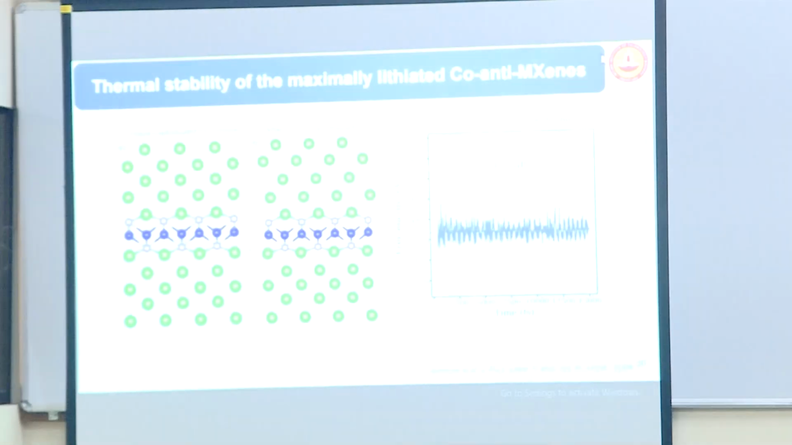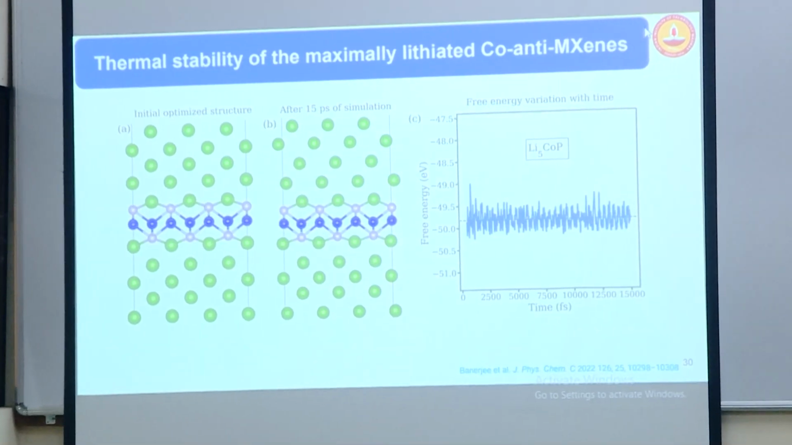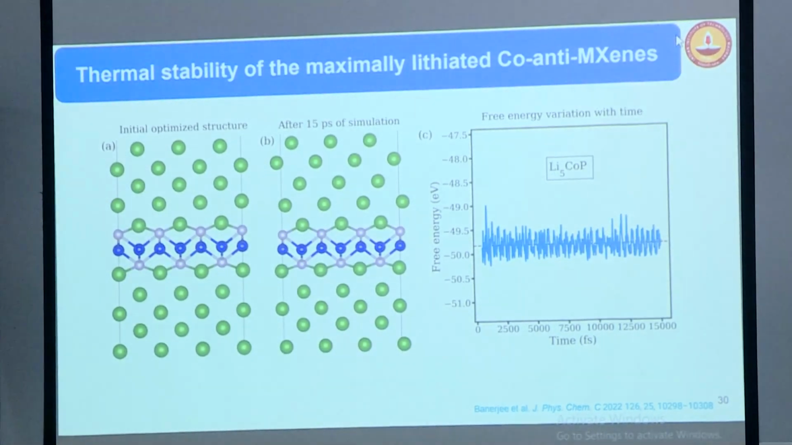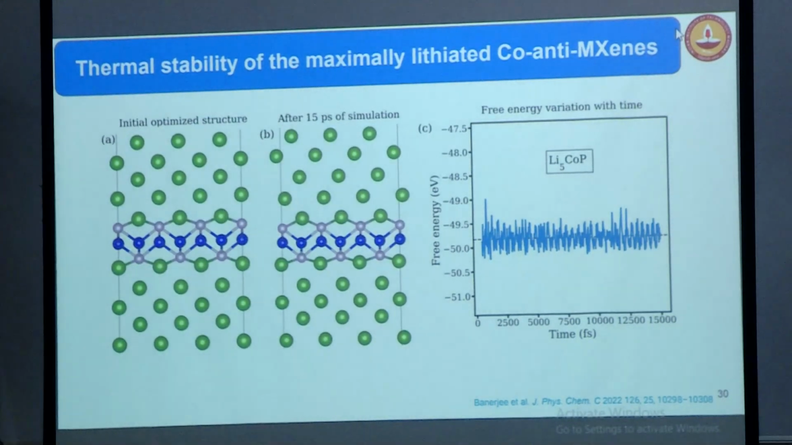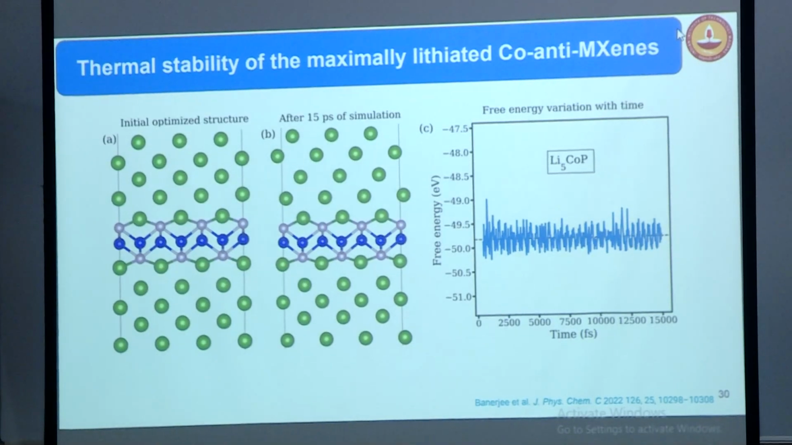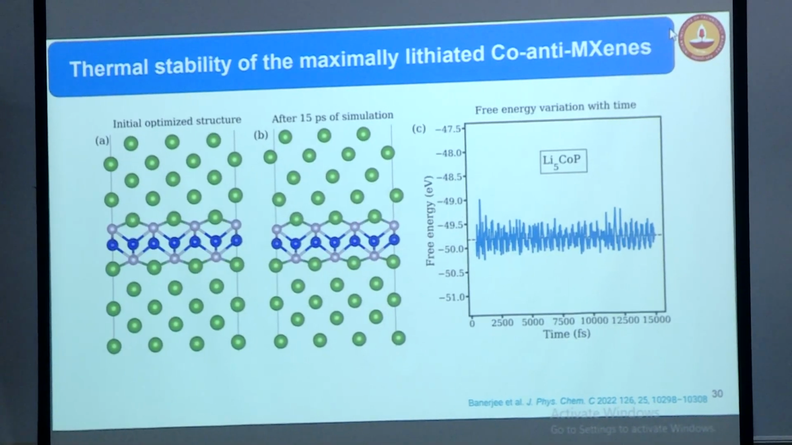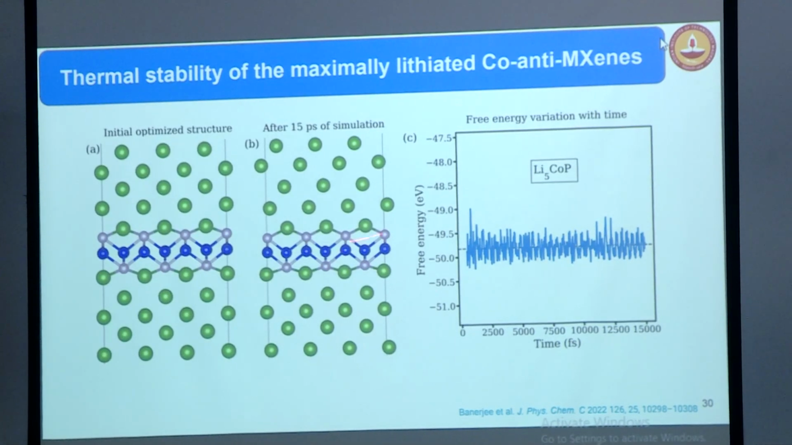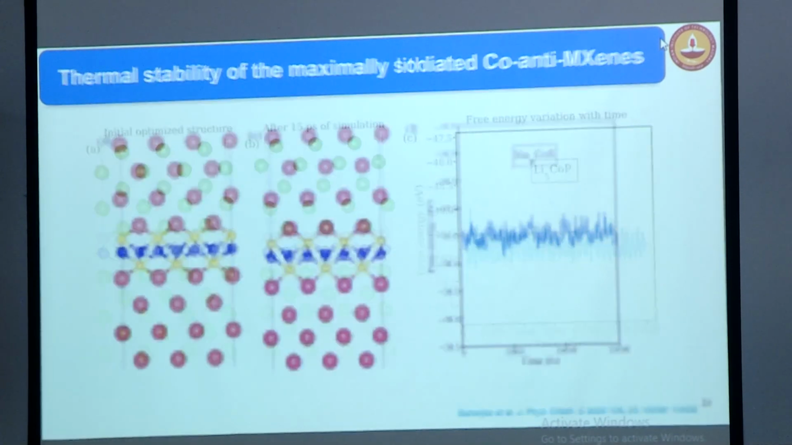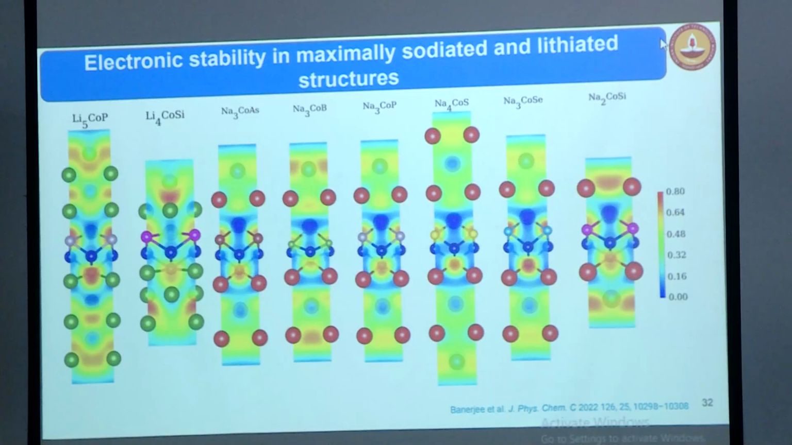Here you can see that the energy fluctuations are very minimal, which means that this loading is stable. If it is not, then the right hand structure will show you some agglomerates. The spherical type of particles might have come. That situation did not arise here, suggesting that it is stable at 300 Kelvin. The same goes for these other ones also.